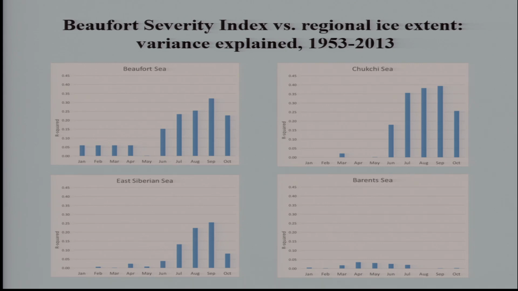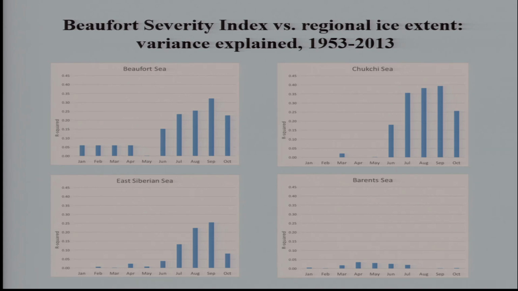Those are actually R-squared values. 0.3 R-squared corresponds to a correlation of 0.5 to 0.6. But you will notice that the September value is only about 0.3, which is saying that this severity index only correlates at about 0.6 or so with the actual ice extent in the Beaufort Sea.